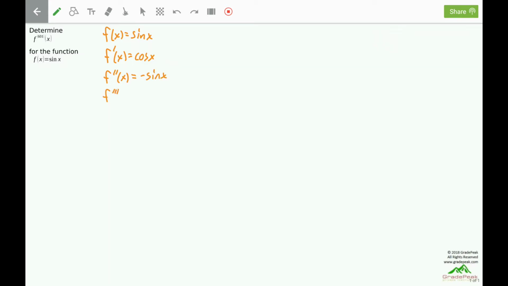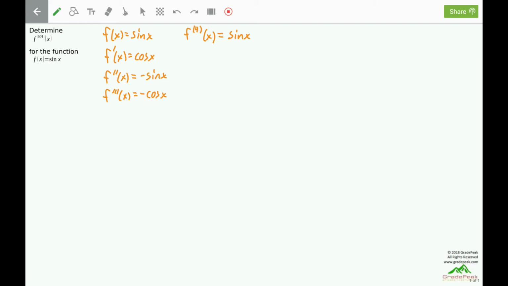Our third derivative will be negative times the derivative of sine x, which is cosine x. Our fourth derivative, the derivative of negative cosine x, will be negative times the derivative of cosine, which is negative sine. A double negative gives us a positive, and it returns back to sine x again.